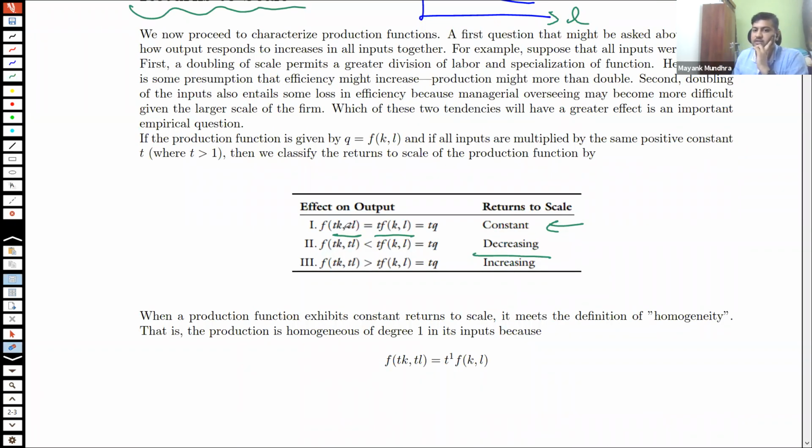Decreasing returns to scale means that if you, let's say, double everything. See, doubling is not important. The important thing is multiplication by T. It could be 1.5 times. It could be 3 times. For whatever amount that you multiply each input with, does the output get multiplied by the same factor, more than that, or less than that? That is the key. So decreasing returns to scale would mean that if you multiply everything by T, the total output is less than T times the initial. And increasing means that if you multiply everything by T, the output gets more than T times.